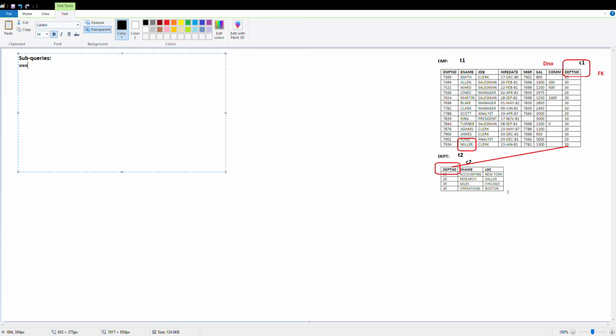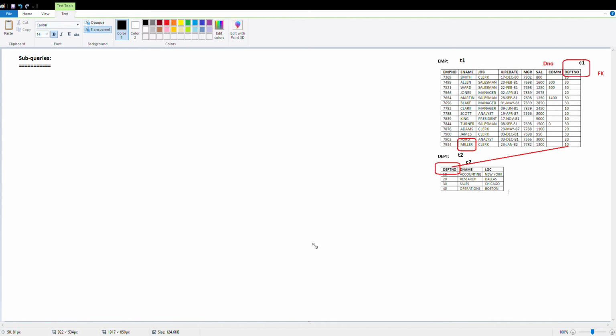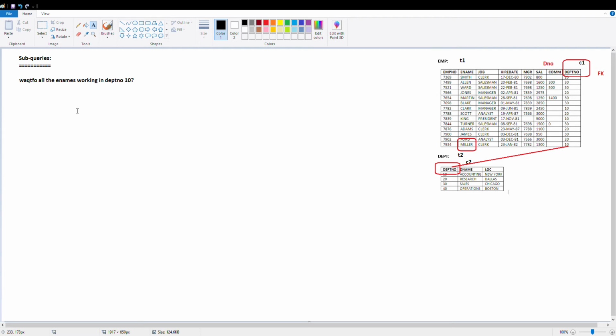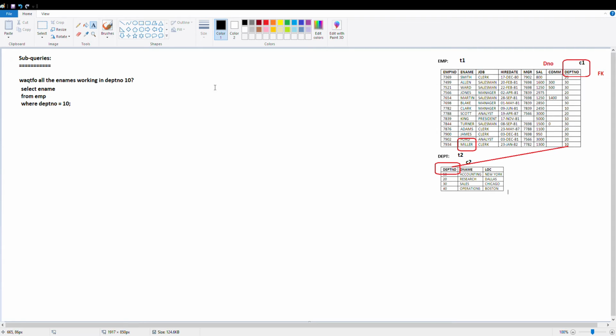What do you mean by subqueries? A very simple thing. I'll explain this concept with a simple example. If I give a query like this: write a query to find out all the employee names working in department number 10. It's a straightforward condition, so it's very easy to solve. How do you solve this? A very simple query: select ename from EMP where department number is equal to 10. Well and good, it's done.